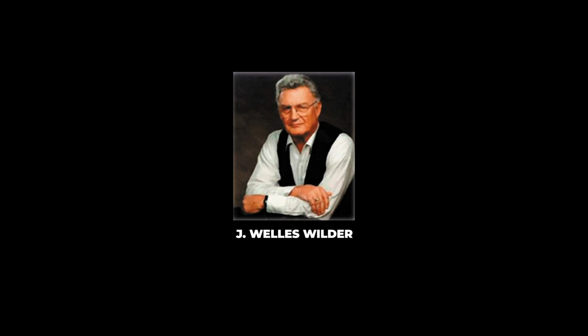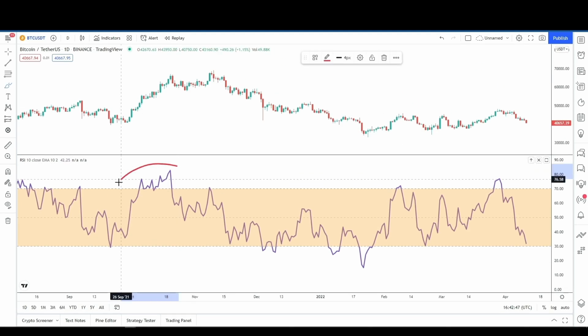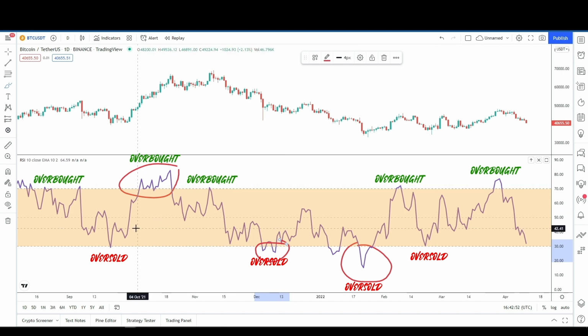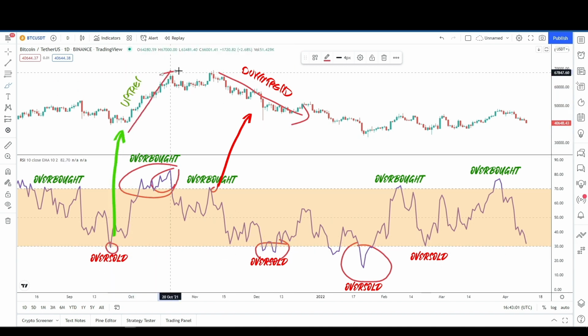RSI. Developed by Willis Wilder and published in 1978, the RSI, or the Relative Strength Index, is a technical indicator used to help traders measure the current or the historical strength or weakness of a market. And this will help you determine if the market is overbought or oversold. Usually, if the market is overbought, it means that a downtrend is coming, and the inverse, if the market is oversold, this means that you need to be ready for an uptrend.